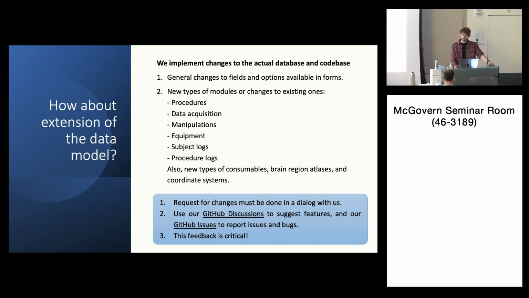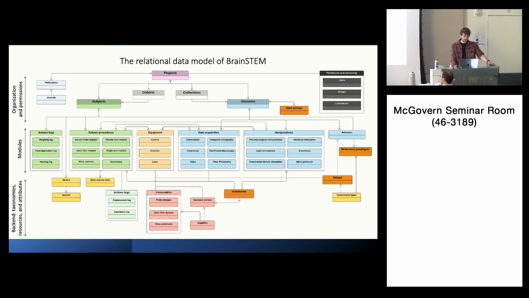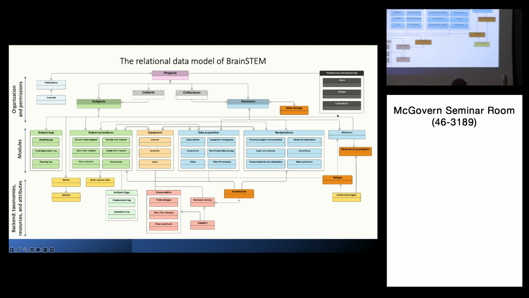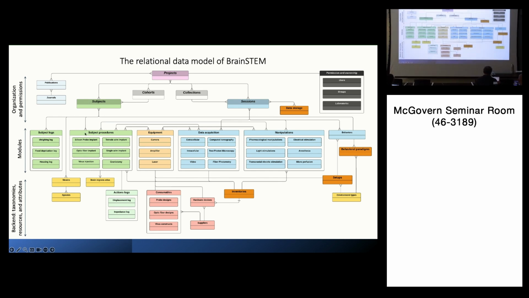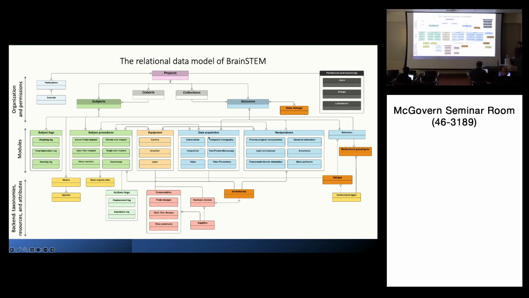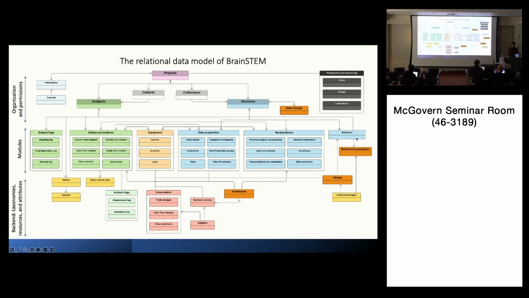Yeah. And then for the actual data model, and I know this is intimidating at first, but this is what it looks like. At the top, we have the projects. This is kind of like organization level, where you have subjects, cohorts, collections, and sessions. And then under that is everything that really describes what's happening with the subject, for example, the logs and the procedures. For the session, it's the data acquisition, manipulations, and behaviors.